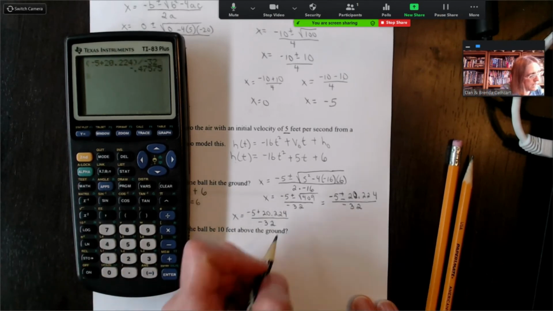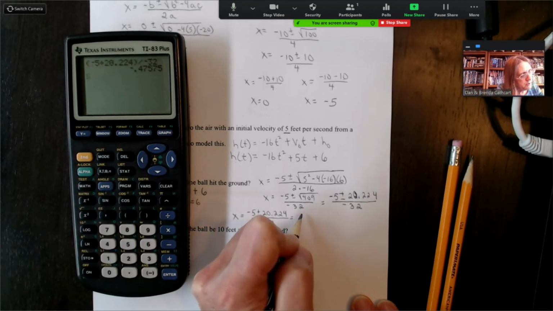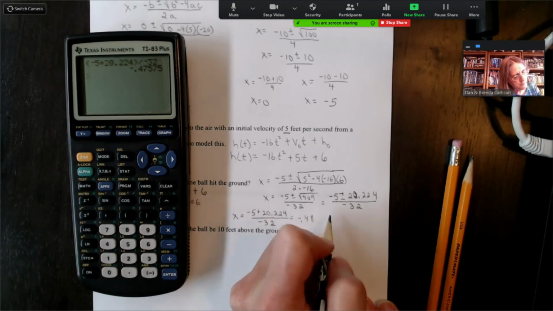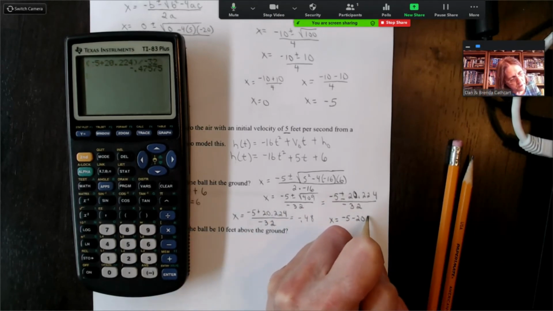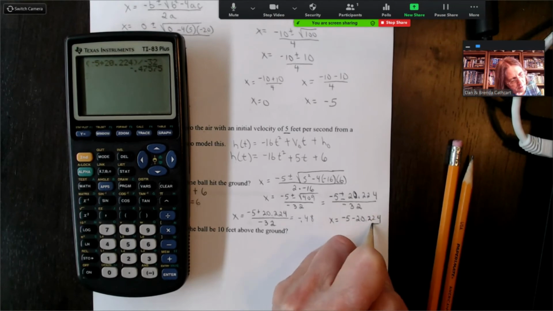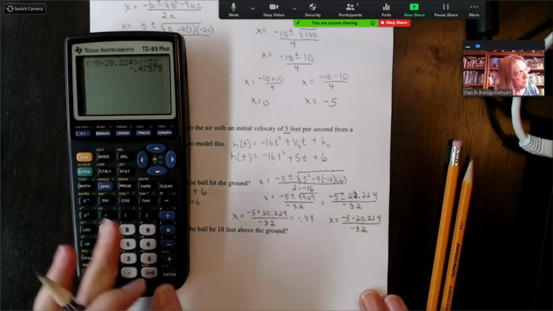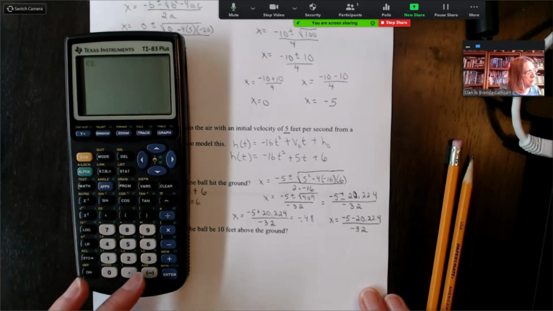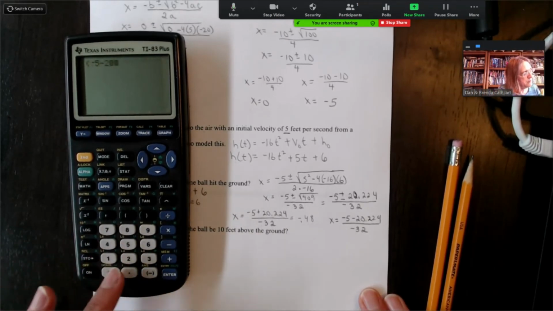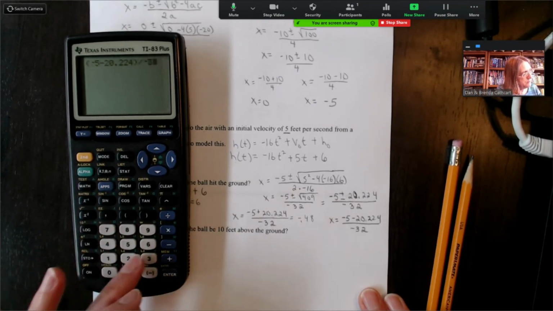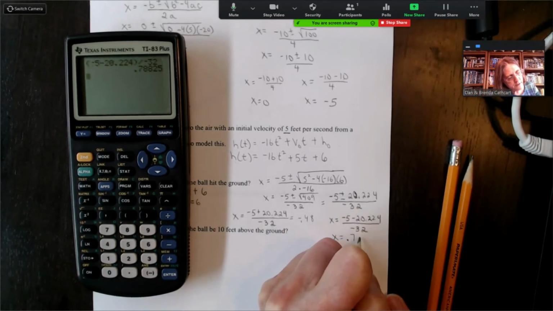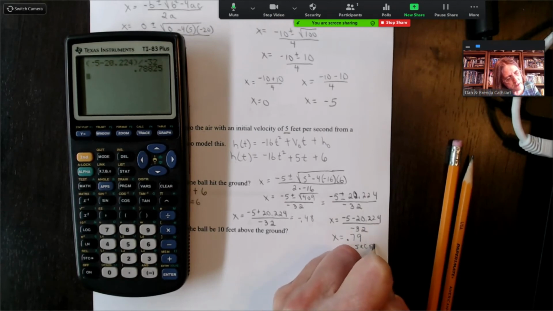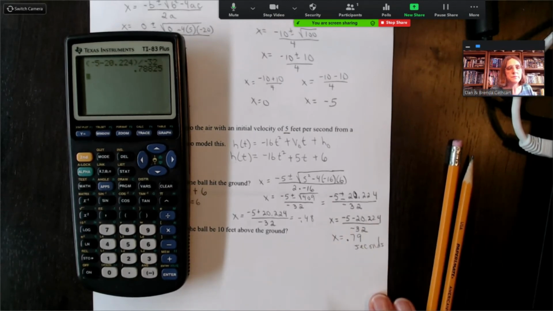And we get negative 0.48. For our second value, we want to do negative 5 minus 20.224, divided by negative 32. Again, we're going to use parentheses for our numerator. Negative 5 minus 20.224, close the parentheses, divided by negative 32. And I get positive 0.79 seconds, rounded to the hundredths place.